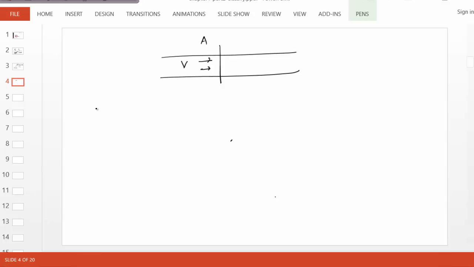We all are familiar with the formula m dot equals rho A V, right? That comes from fluid mechanics. It's very simple to derive. Essentially, the unit is kg per second.